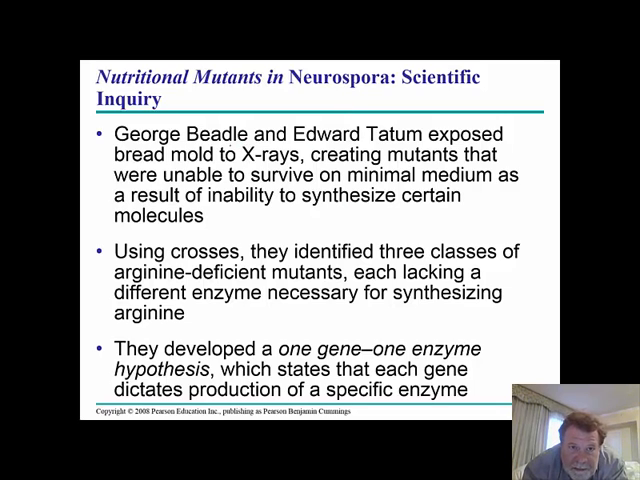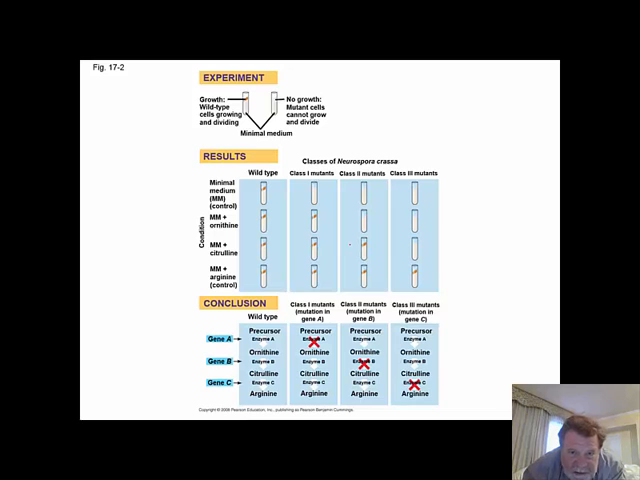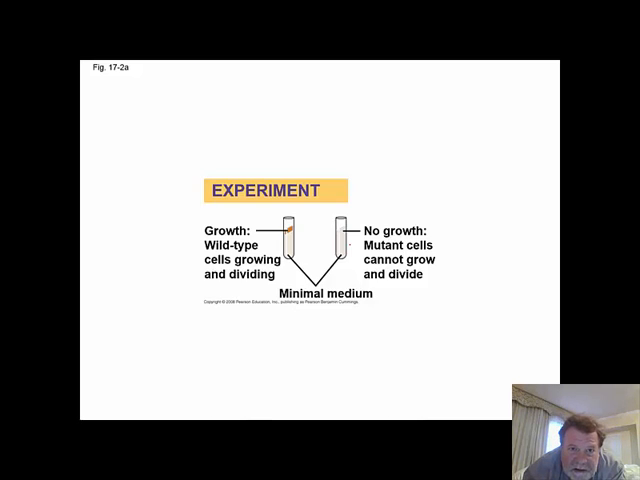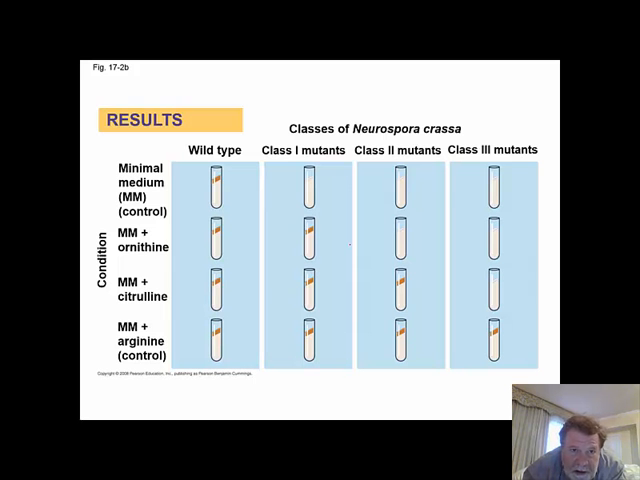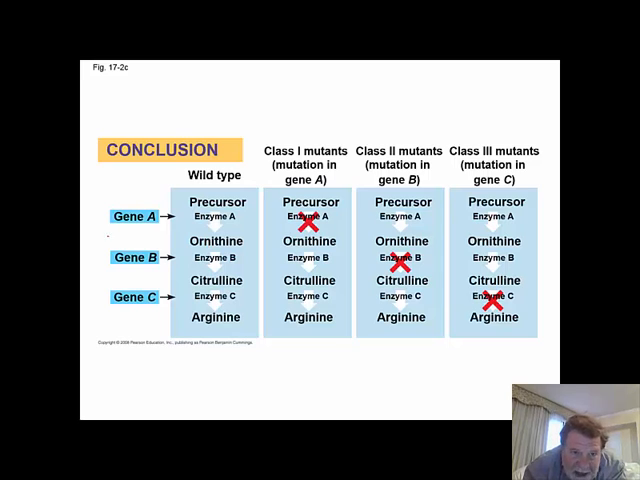Another group, Beadle and Tatum, exposed bread mold to X-rays, and I'll get this experiment up there, but basically they had these classes of bread molds. They exposed them to X-rays to make mutations, and there is a pathway, from a precursor to ornithine, to citrulline, to arginine, and if you supplied just arginine, all of these mutants would be able to grow.